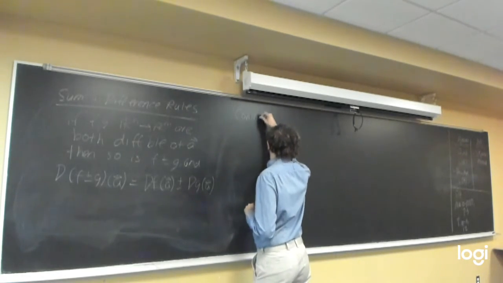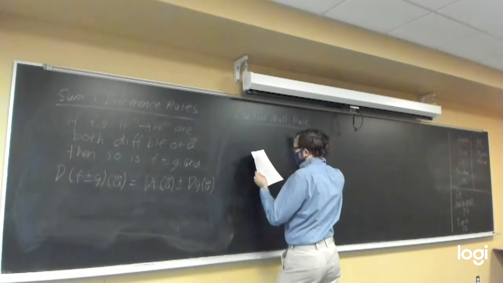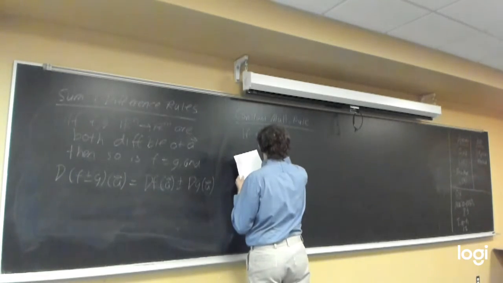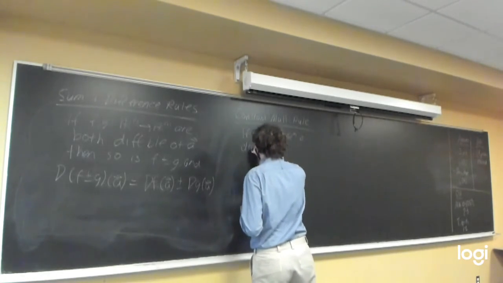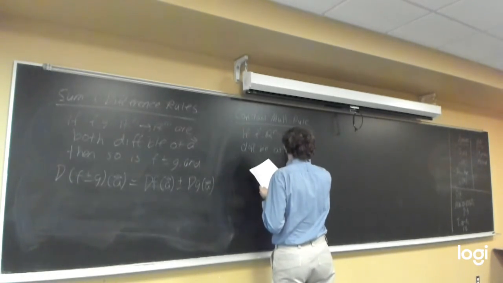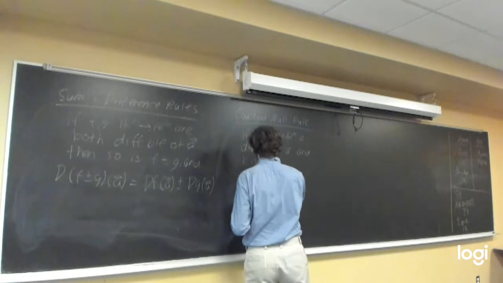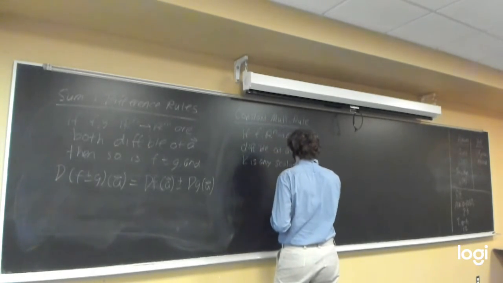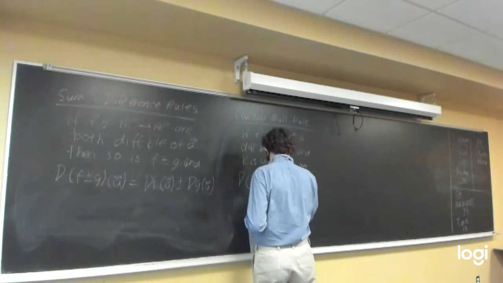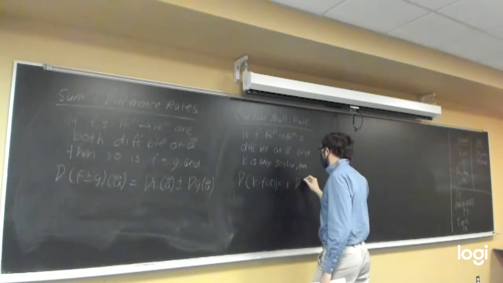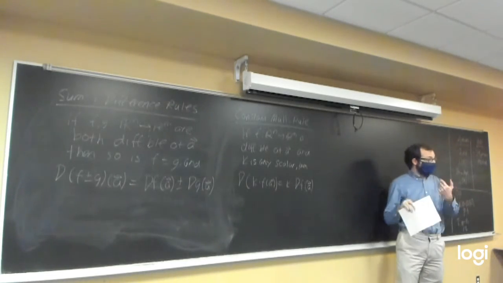Similarly, the constant multiple rule says that if a function f going from Rn to Rm is differentiable at a point A, and K is any scalar value, then the derivative of K times f at A is the same as K times the derivative of f evaluated at A. In other words, constant multiples pull outside of derivatives.